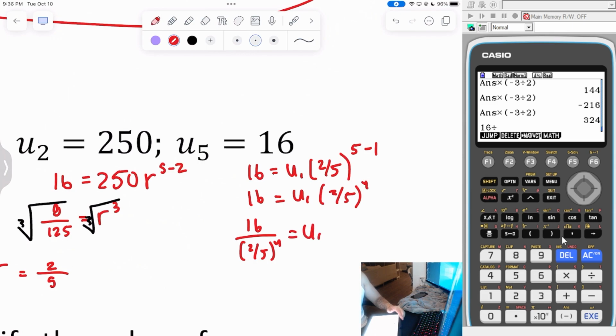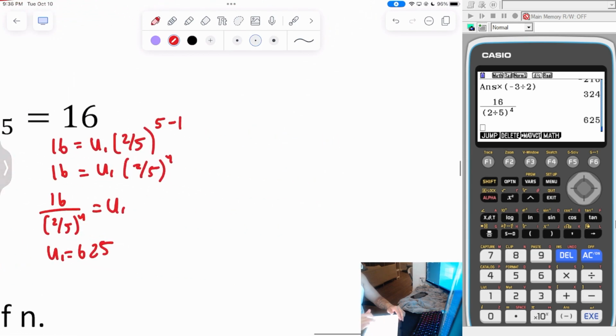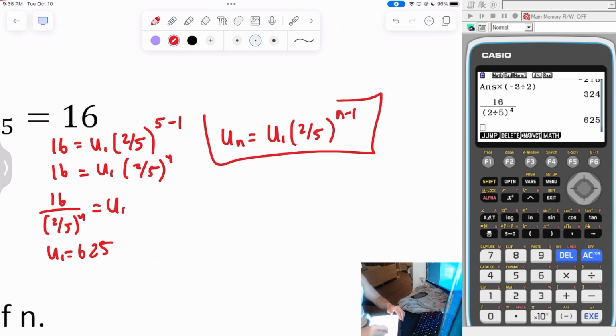So let's plug that into the calculator. I have it already set up, which is nice. Let's delete the division sign and maybe do a fraction here. 2/5 to the power of 4. And I get u sub 1 is equals to 625. Now that I know the first number of my sequence, I can generalize it for all numbers of the sequence by saying u sub n is equals to u sub 1 times r, which was 2/5, to the power of n minus 1. So I've answered the problem.